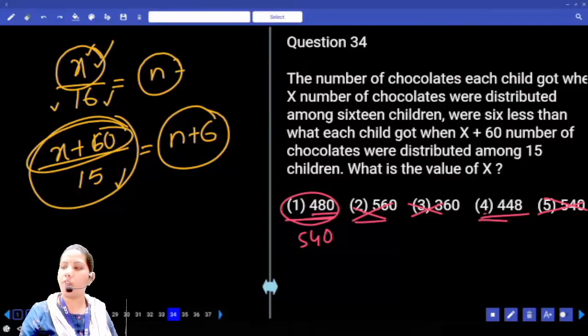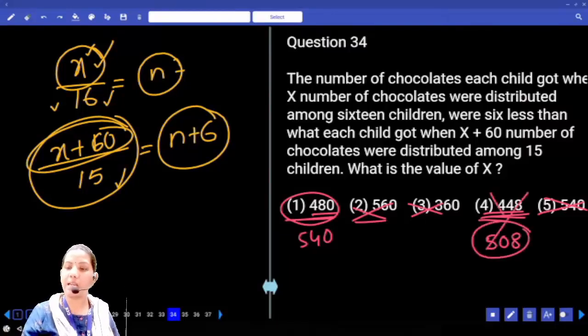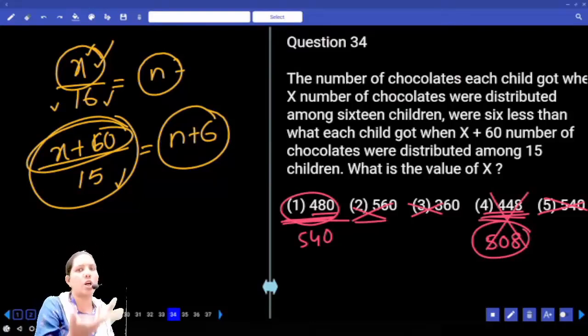Okay. 448 is divisible by 16. But 448 plus 60 is 508. Is it divisible by 15? Then the answer is 480. Or, there are two options and two variables, you can solve it, that's your choice.